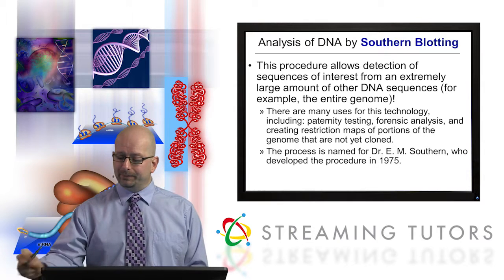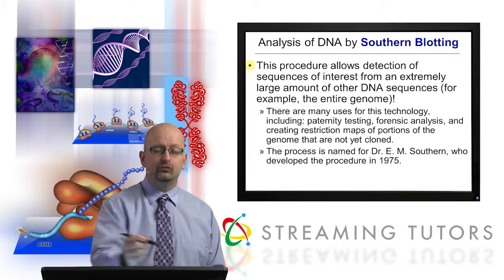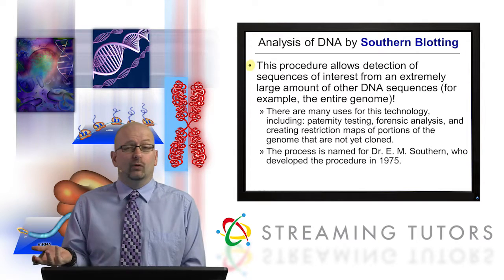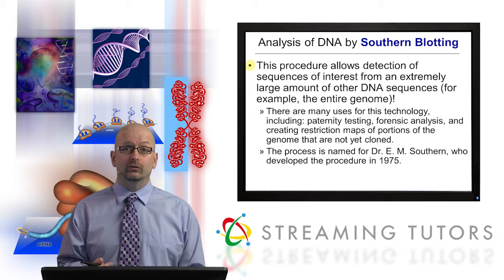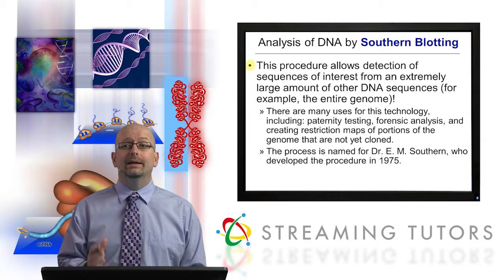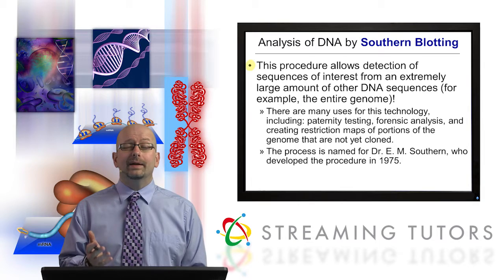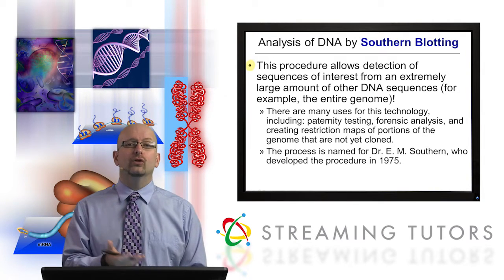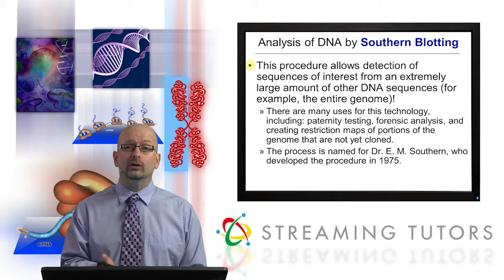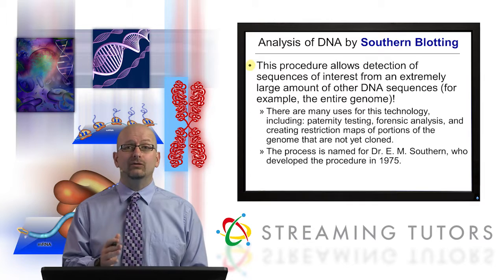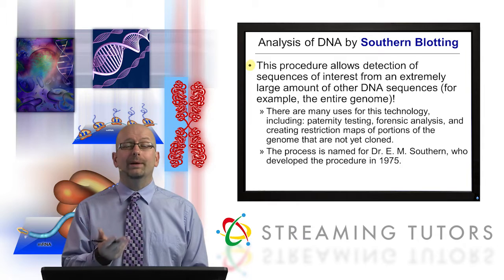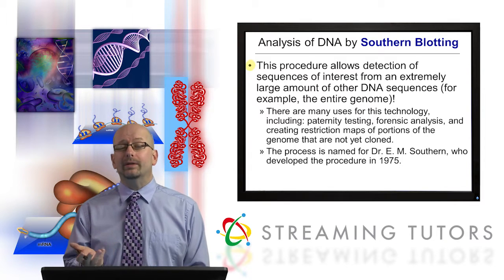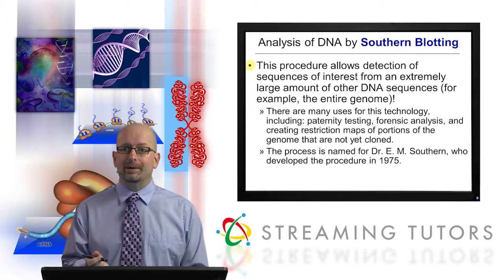Southern blotting allows the detection of certain sequences of interest, for whatever reason you're interested, among an extremely large amount of other DNA sequences, for example, the whole genome. Now, if you think about it, there's something in common with that statement and the screening the library procedure that we talked about in the last session. But we'll see that Southern blotting is a lot easier depending on your application. It allows you to pick out DNA sequences that you don't want to really do anything with. You just want to get information about them.